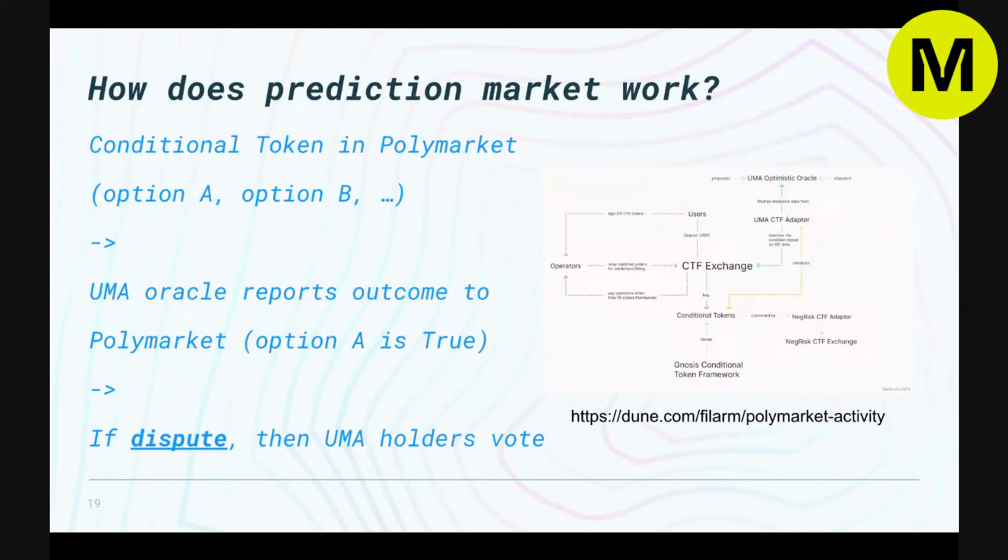So how a prediction market like Polymarket works is that they have conditional tokens inside this system. For these conditional tokens, there is an oracle to report the outcome for each condition. And if one condition is correct, then this condition basically takes all the other conditions' money. And Polymarket is using the UMA Oracle to do it.